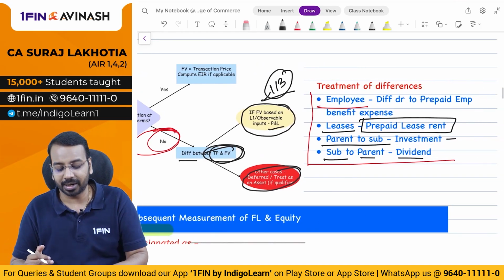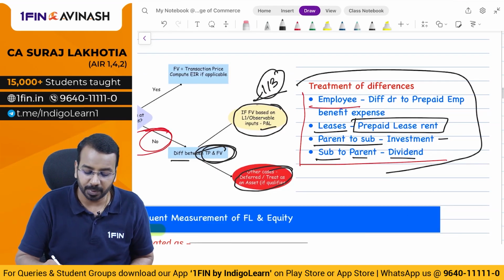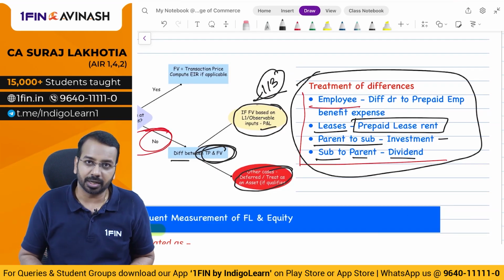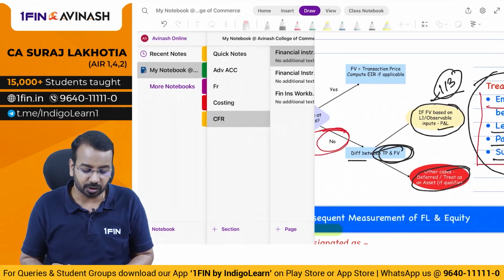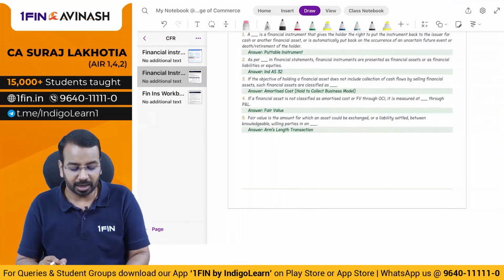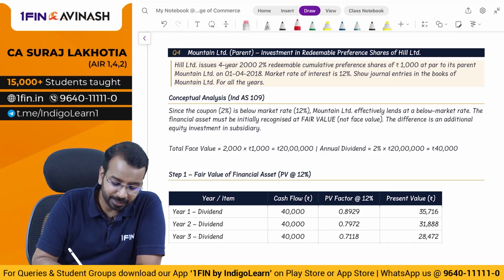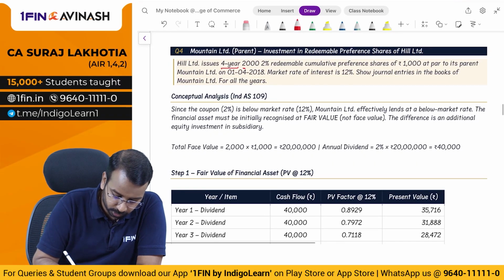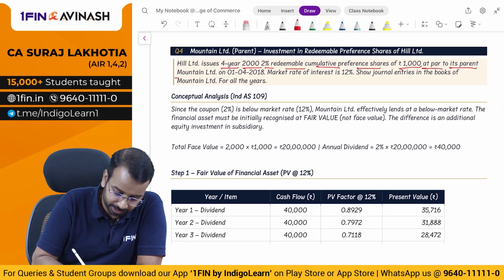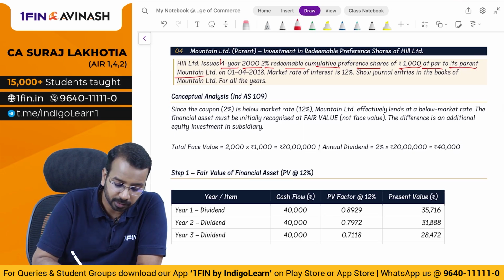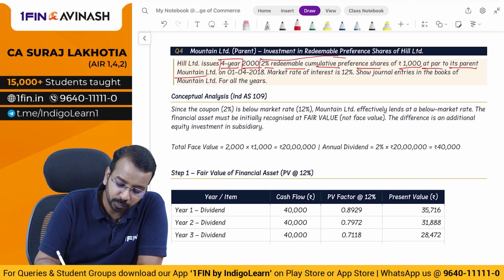For our exam purpose, we have to check the relationship and account for the differences accordingly. So let's have a look at a question based on this, which will make our life much simpler. Hill Limited issues 4-year 2% redeemable cumulative preference shares of 1,000 at par to its parent Mountain Limited. So, what is the term? 4-year, 2% redeemable cumulative preference shares.